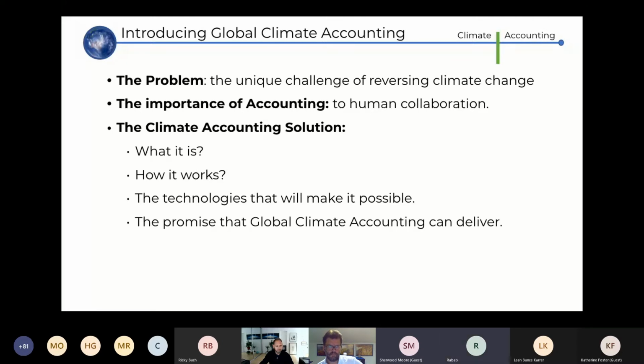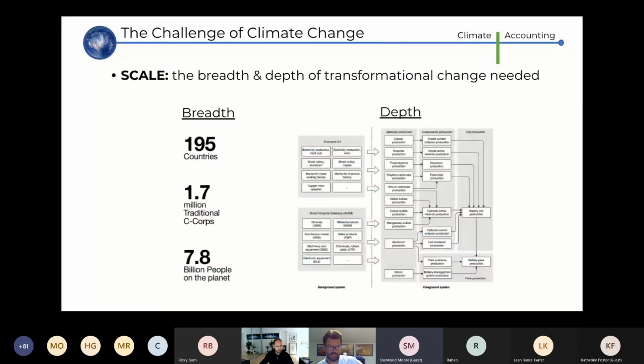So when we look at the challenge of climate change, it's obviously one of the greatest challenges that the human race has ever faced, and it's because of the breadth and the depth of the transformational change that's going to be needed. So we're looking at a problem that's going to take the coordinated and collaborative effort of 195 countries, every single company out there. There are 1.7 million traditional C corps, and we must change the behavior of 7.8 billion people on the planet. So that's just the breadth of the problem.